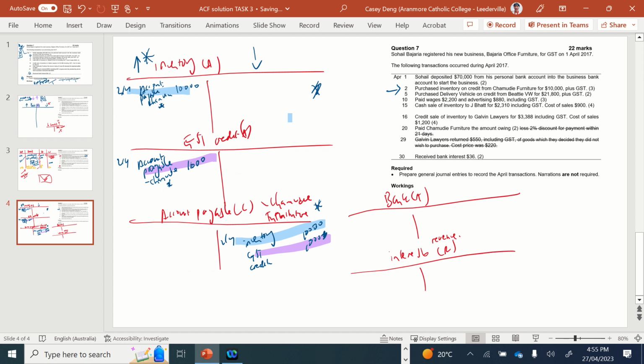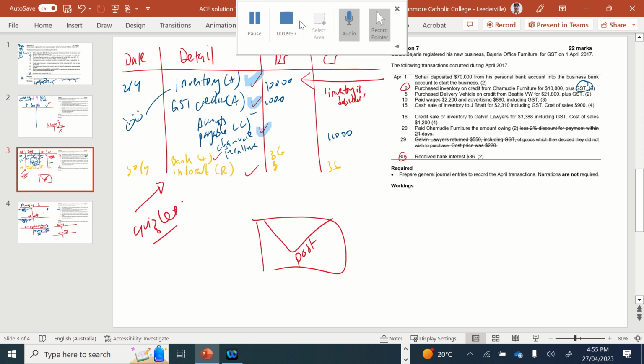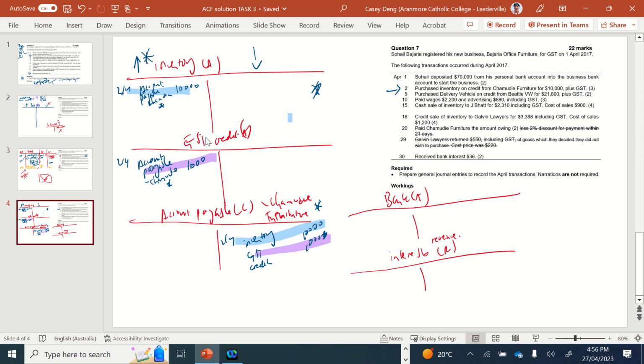Okay. What have I done? I've literally just posted this, this, and this. All right, so hopefully that makes sense. And the thing to notice is you're in your inventory account. So this transaction makes my inventory go up. So it has to be on this side. And then how much has my inventory gone up by? It's gone up by 10,000. So you need to get the amount correct.